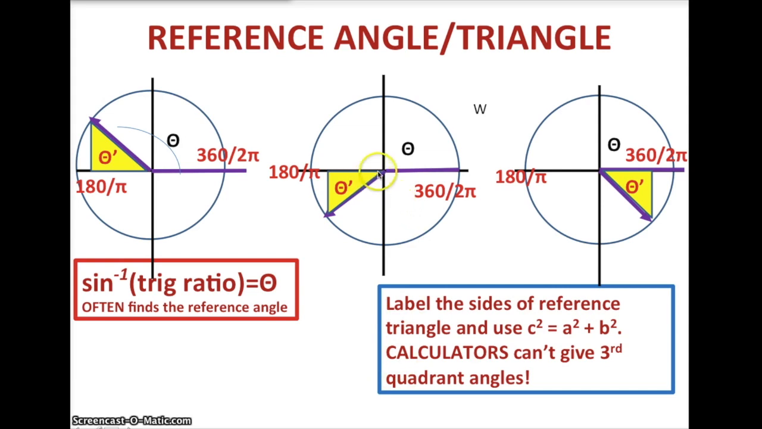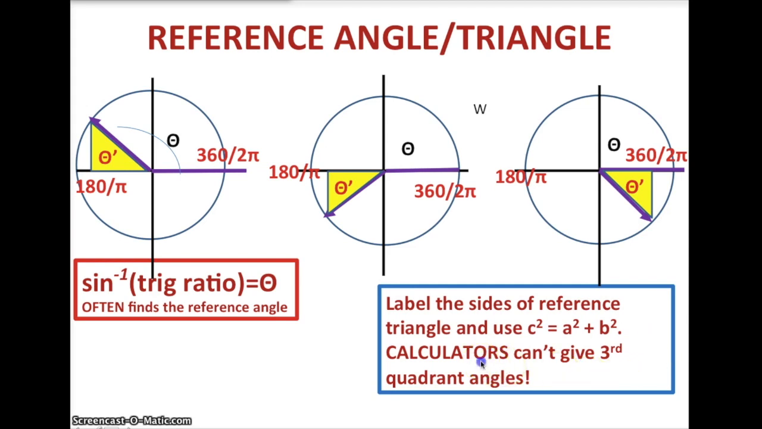And then once you get the reference angle, you turn it into the reference triangle, and you have sides A, B, and C. Of course, by the Pythagorean theorem, the C is the hypotenuse. It's always positive, even though the sides of the triangle may be negative. So for instance, on this first one, this would be a negative x value, a positive y value, and a positive hypotenuse. In the second one, it would be a negative x value, a negative y value, and a positive hypotenuse. And in the third one, it would be a positive x value, negative y value, and a positive hypotenuse. Hypotenuse is always positive. We'll go into this more.